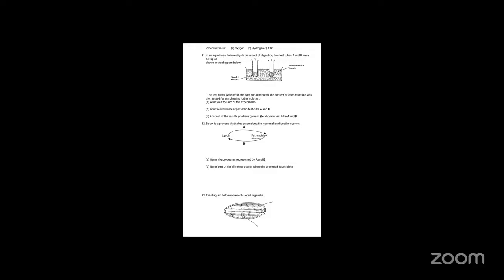Alafu tumeiweka kwenye kuko na starch. Between A and B, if the test tubes were left for 30 minutes and the content of each test tube was tested, where do you think you're going to find starch after 30 minutes? Test tube A tukirudi tutapata starch? No. Hatutapata starch. That is correct. Mbona hatutapata starch? Because saliva has the enzyme amylase which digests starch. It will digest the starch into maltose.